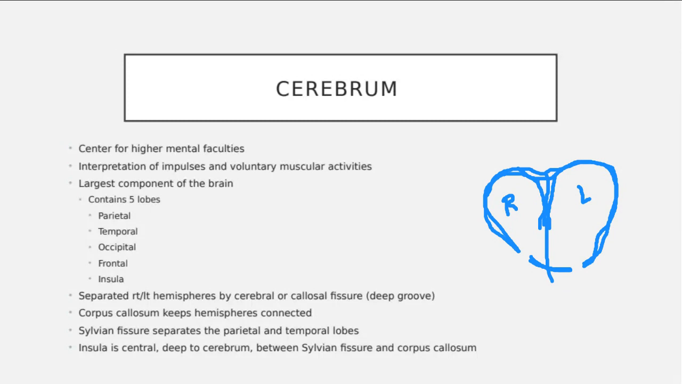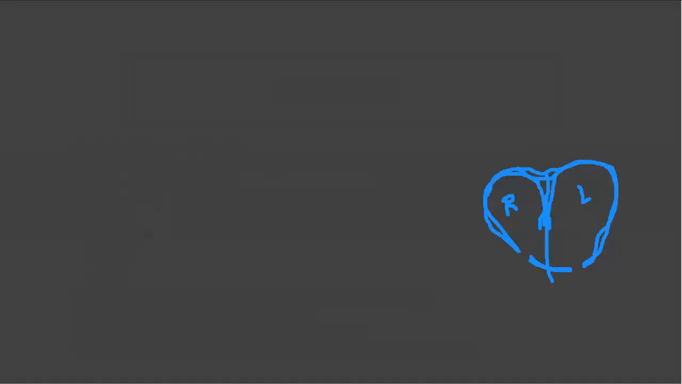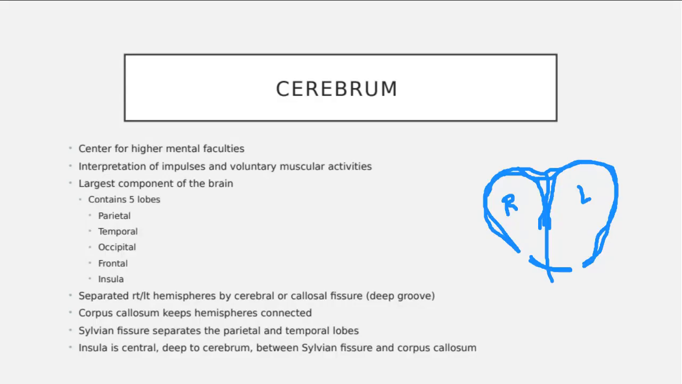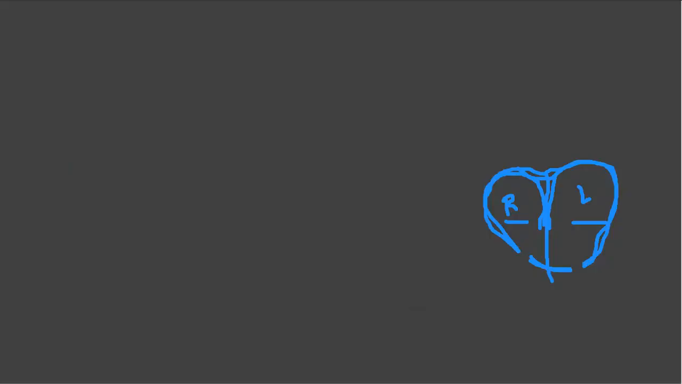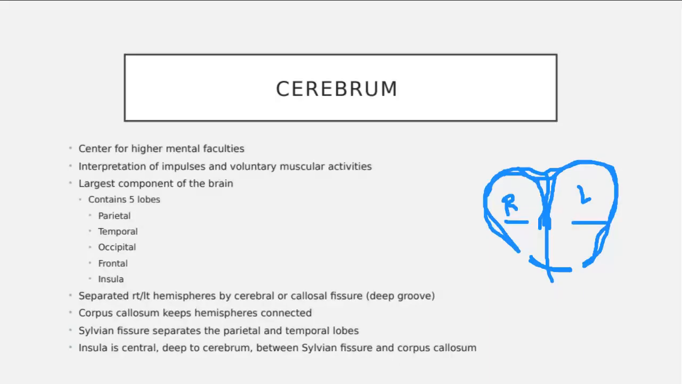And then our insula is going to be located deep within that cerebral tissue between the sylvian fissure and the corpus callosum. So like we said, our corpus callosum is sitting between the right and left hemisphere so that the two sides can communicate with each other. The sylvian fissure is going to sit along the sides between the parietal and temporal. So then our insula is going to be right in this region here between the two.